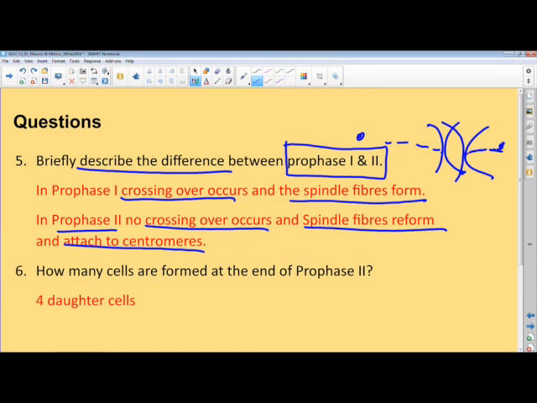When it came to prophase 2, what happened? In prophase 2, they didn't cross over. They just sat there on the line, one over there and one over there. And what happens is that one pulled that way, that one pulled that way, that one pulled that way, that one pulled that way. Can you understand how that worked?